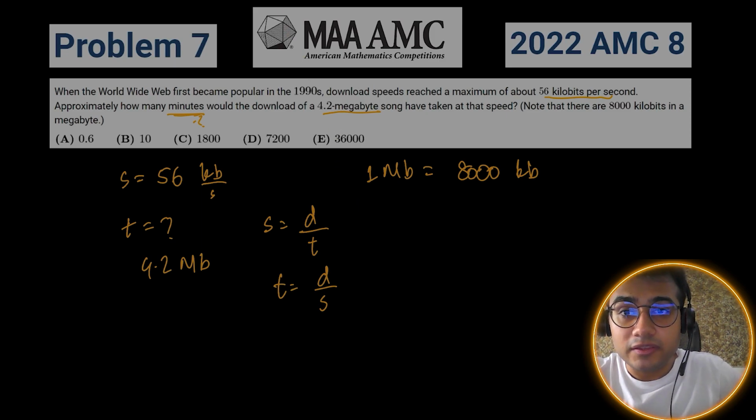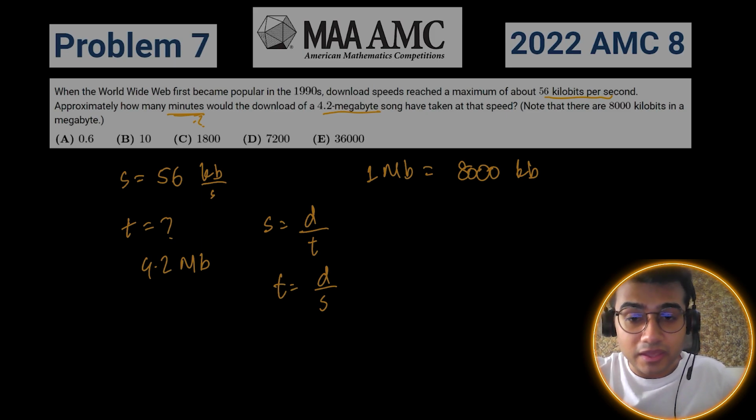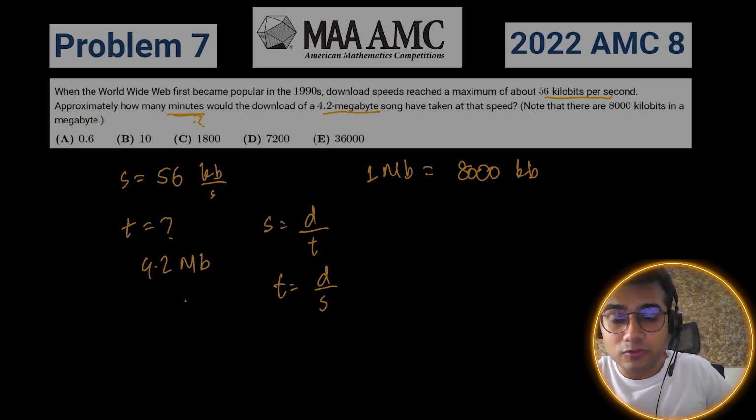So let's see. But for that, they have to be in the same units. This is really important: to use this formula, everything has to be consistent. So we need to convert this 4.2 into kilobytes. So how do we do that?